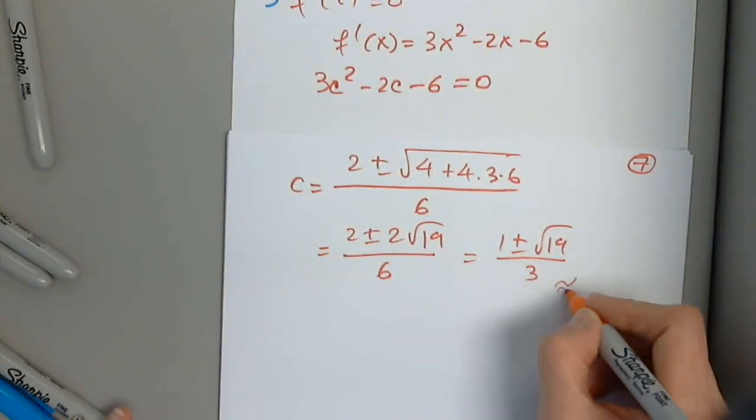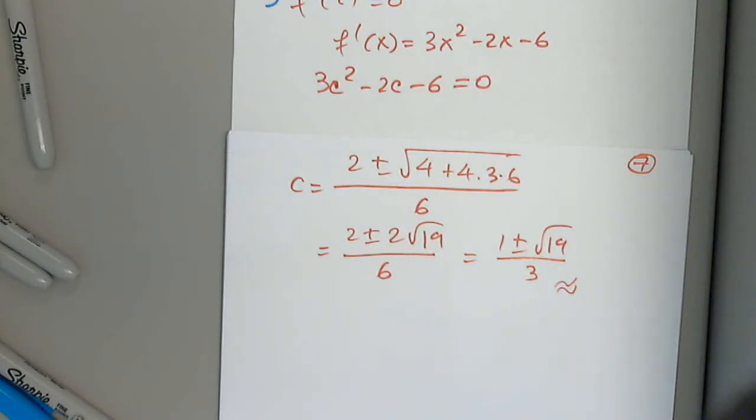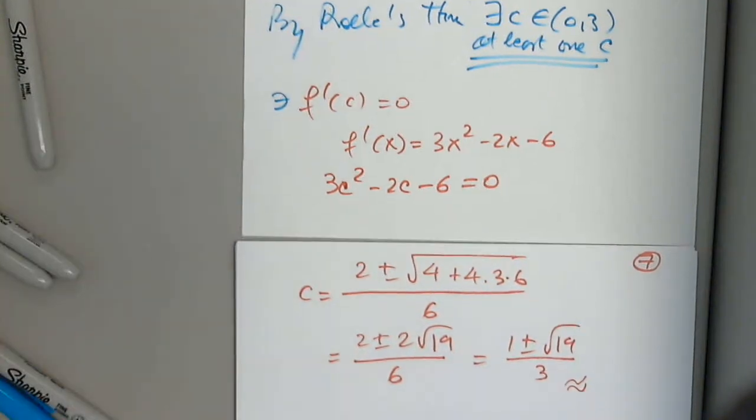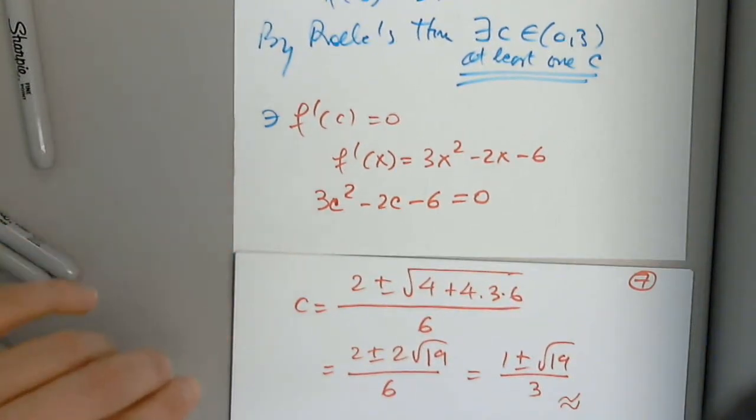I have to approximate these two numbers. Why do I have to approximate these two? Because the interval is [0, 3]. So I already know that one of them will not fit. Which one? The one with minus the square root of 19. It will be outside of the interval. But I still have to check that 1 plus the square root of 19 over 3 is between 0 and 3. We should. It is.